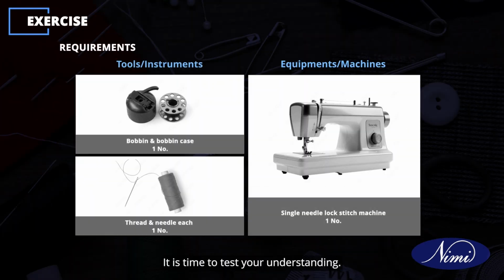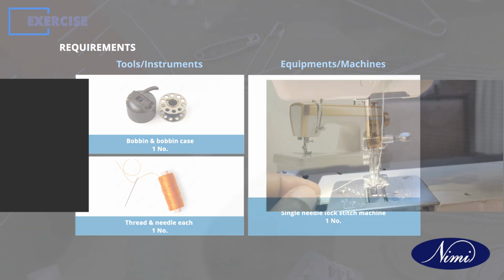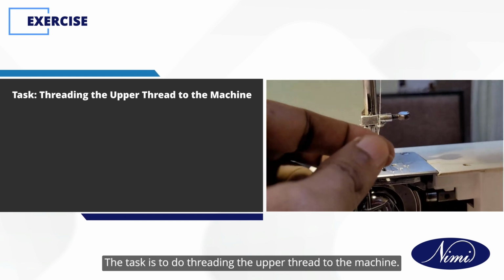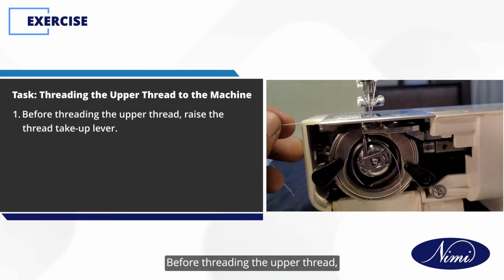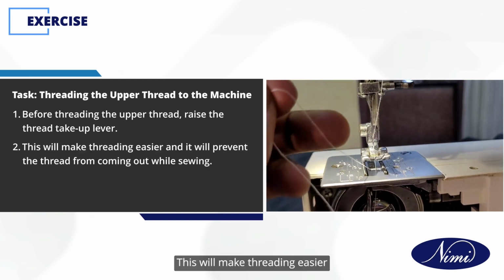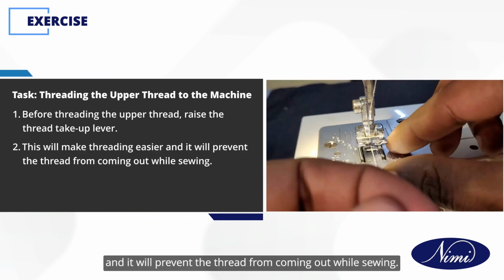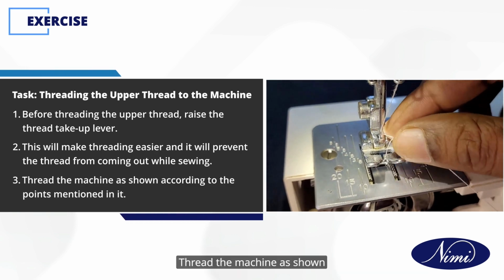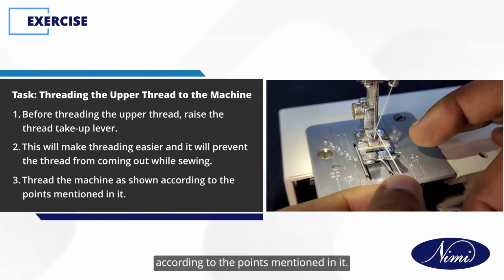It is time to test your understanding. To perform the task, you need bobbin and bobbin case, thread and needle, and single needle lock stitch machine. The task is to do threading the upper thread to the machine. Before threading the upper thread, raise the thread take-up lever. This will make threading easier and it will prevent the thread from coming out while sewing. Thread the machine as shown according to the points mentioned in it.